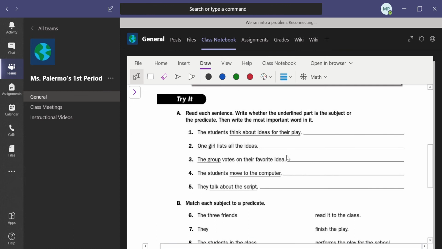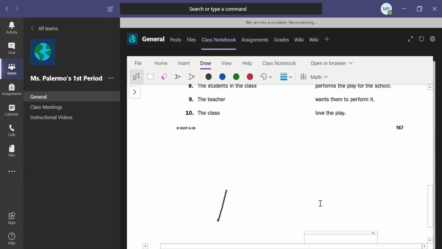So here's what you guys are going to do. You're going to read each sentence, and then I want you to write on this line, is the underlined part the subject or the predicate? And then tell me what is the most important word in that part, the word that let you know if it's the subject or the predicate. So let's do the first one together.